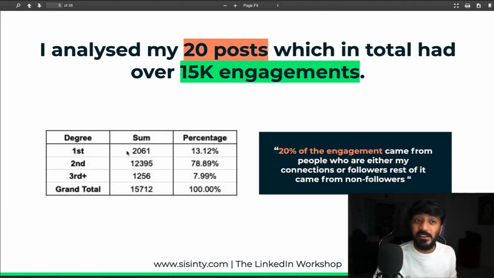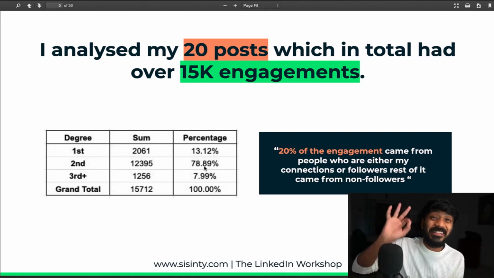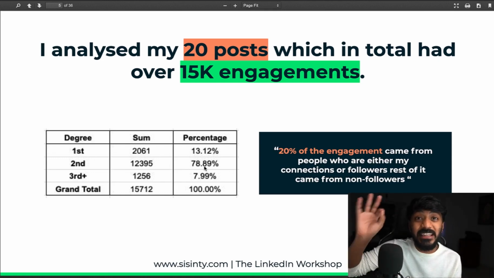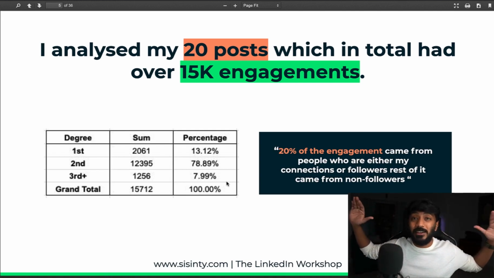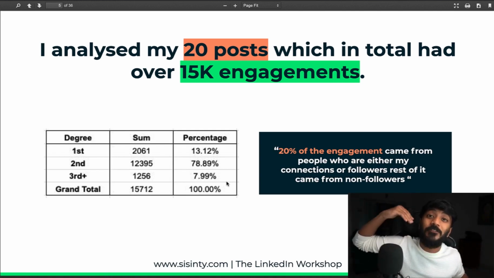The second degree connections, or mutual friends, were 78%. So 78% of the engagement on my content was from mutual friends. And the other 8% came from third level connections. That is beyond mutual friends.